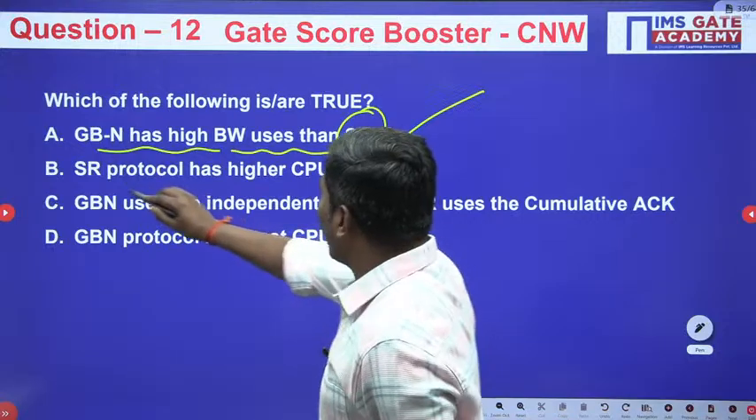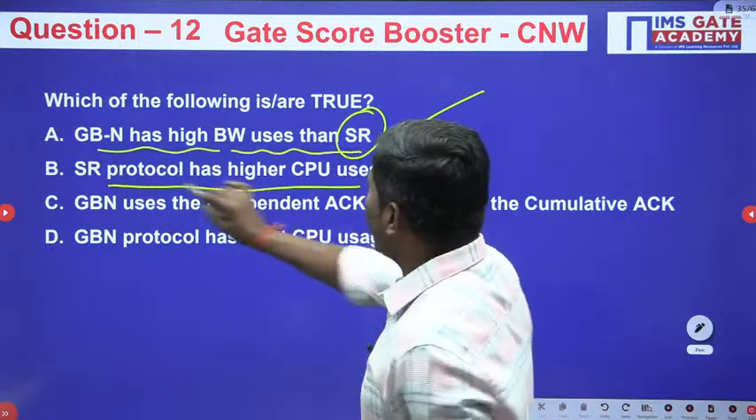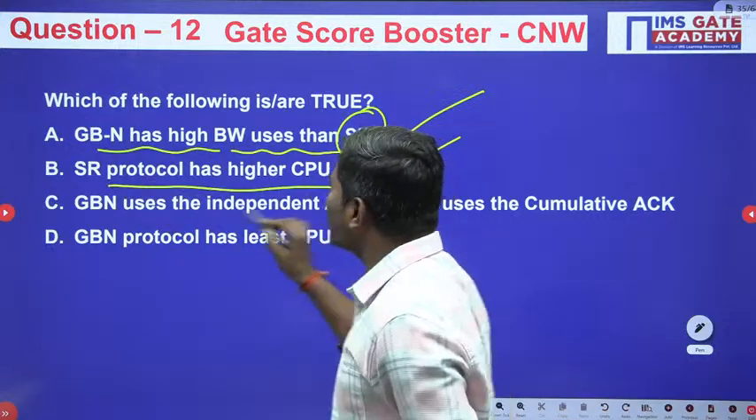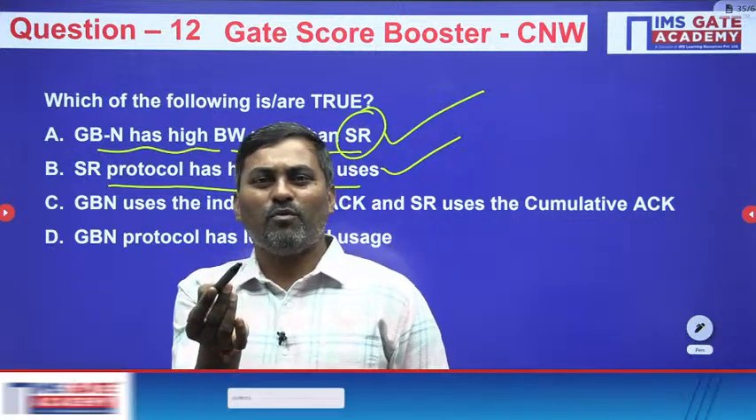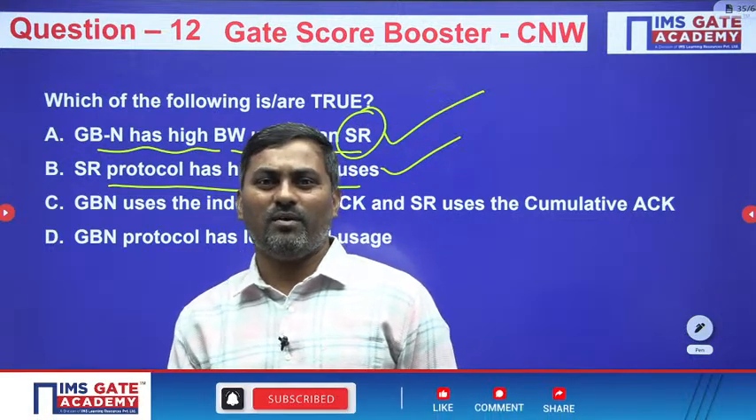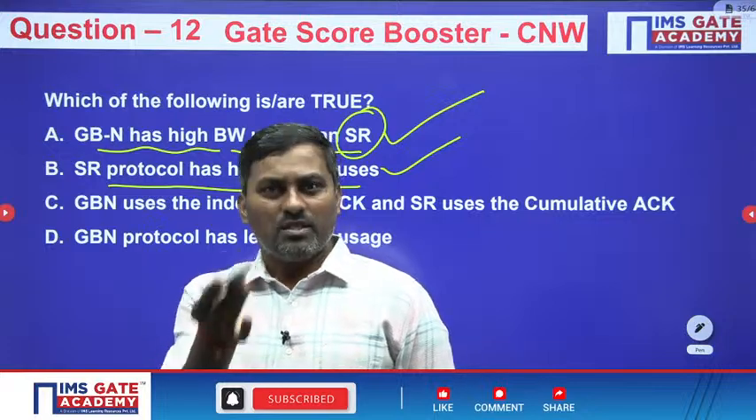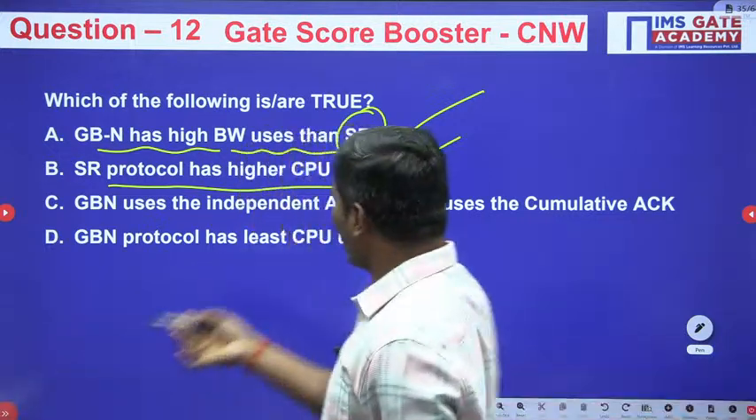SR protocol has higher CPU usage. This is also true. Why, sir? SR protocol uses more CPU utilization because it is performing what? Sorting and searching algorithms, correct or not? Searching and sorting are required, that's why CPU utilization is more. That is also true.